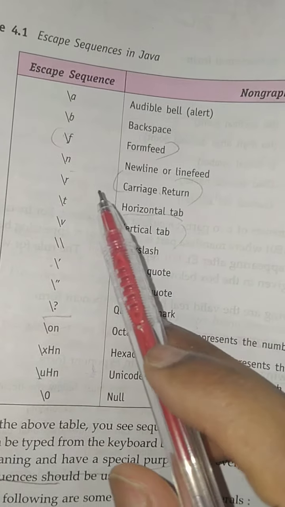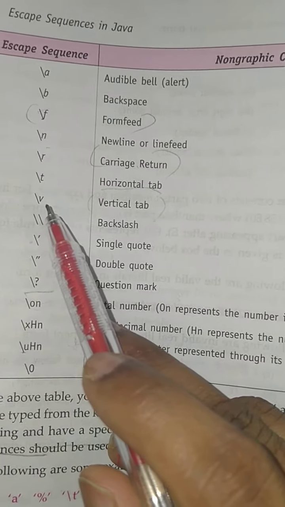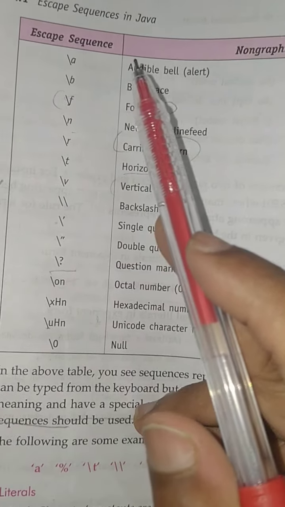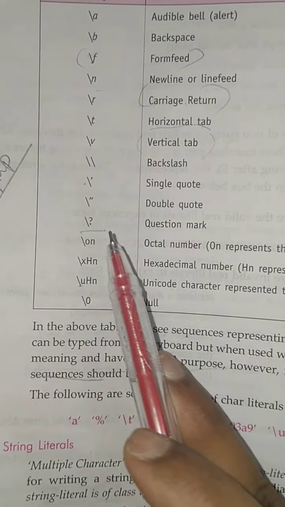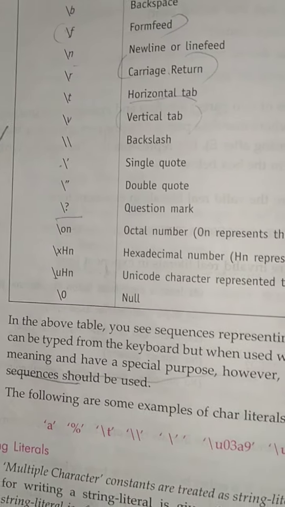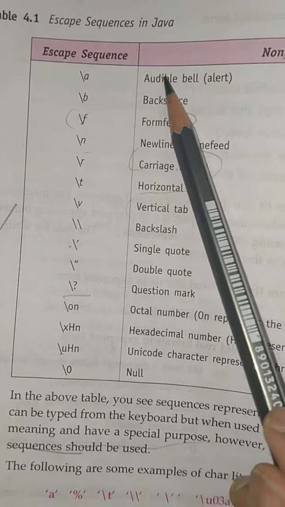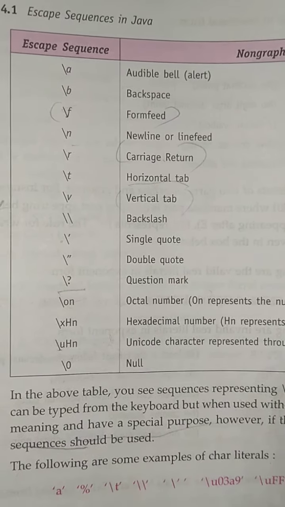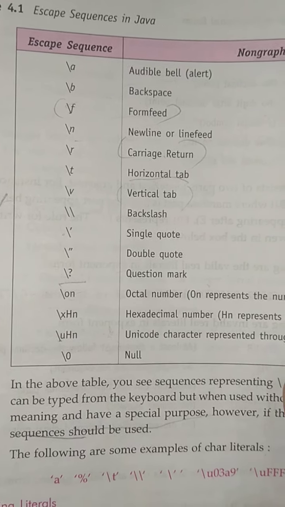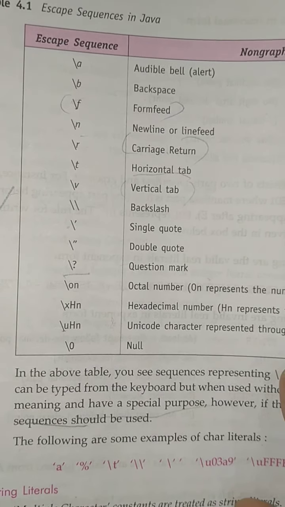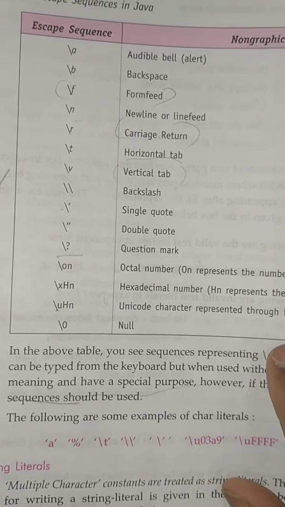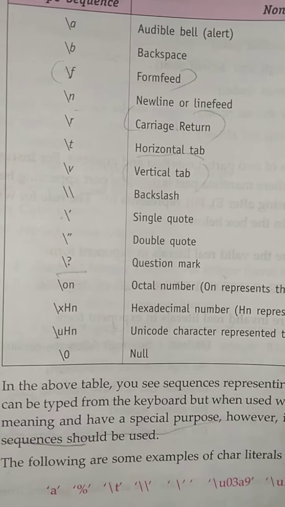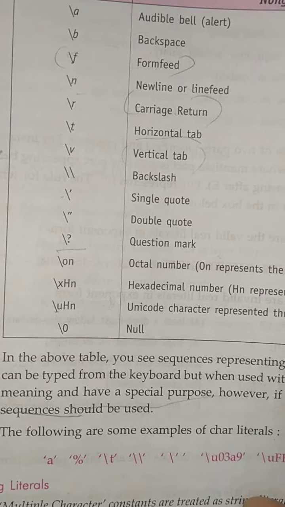This table is very important. You can omit \r, \v and \f. The rest you have to learn. First one, \a. It is used for the audible bell, that means to give an alert message. \b is for backspace. \n is for new line. I said that println is used for new line. You can use \n also for the new line.